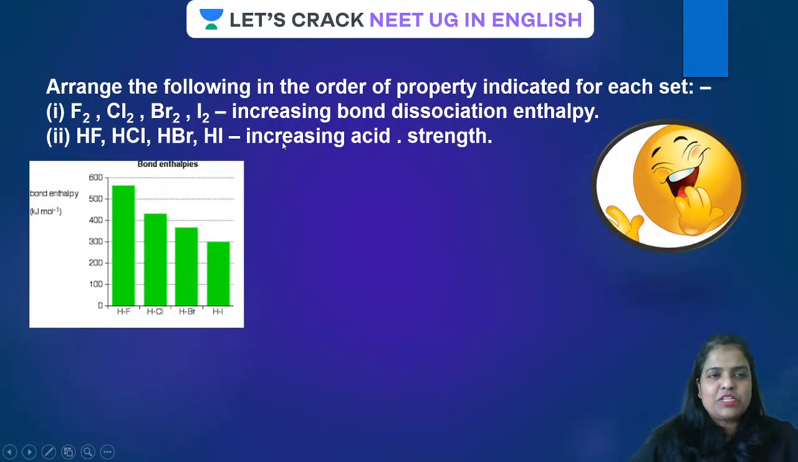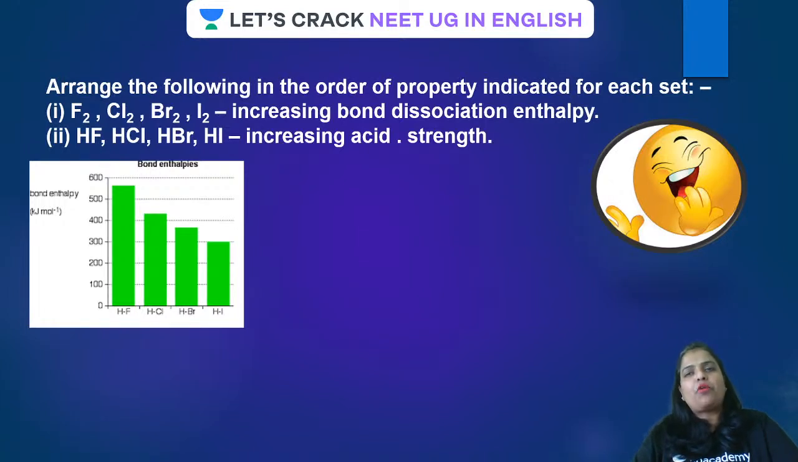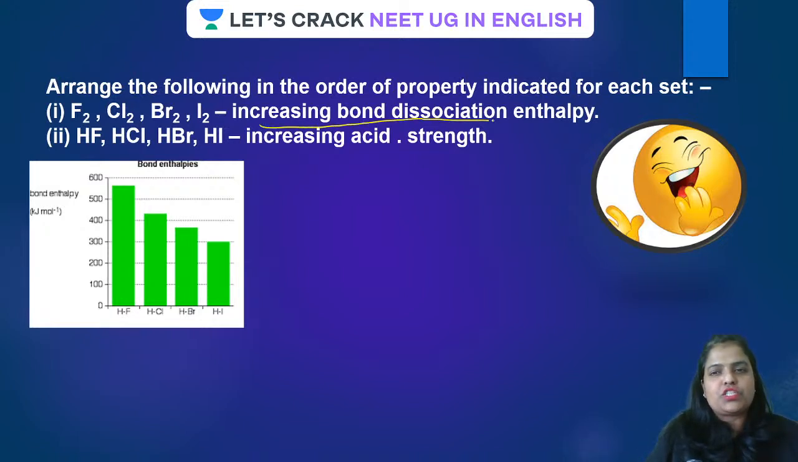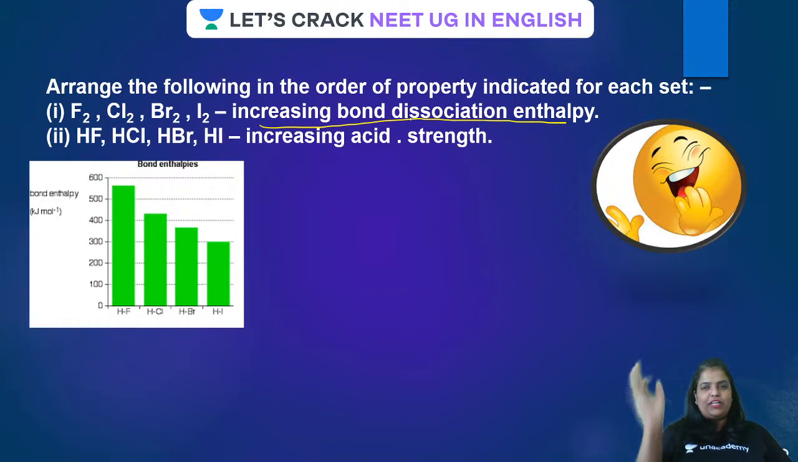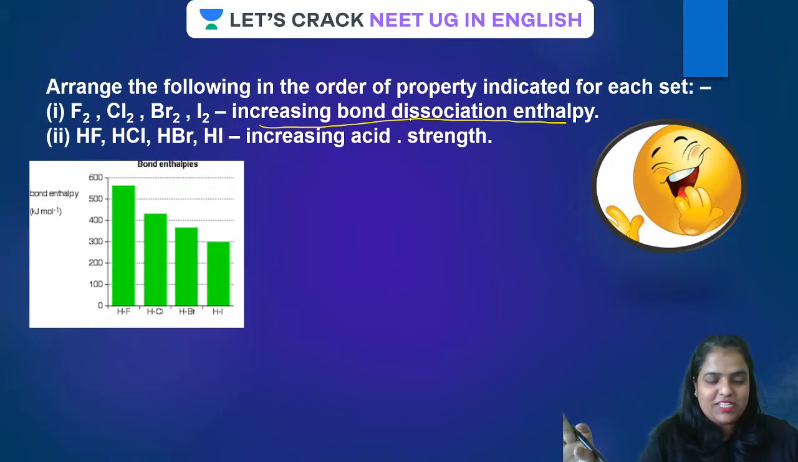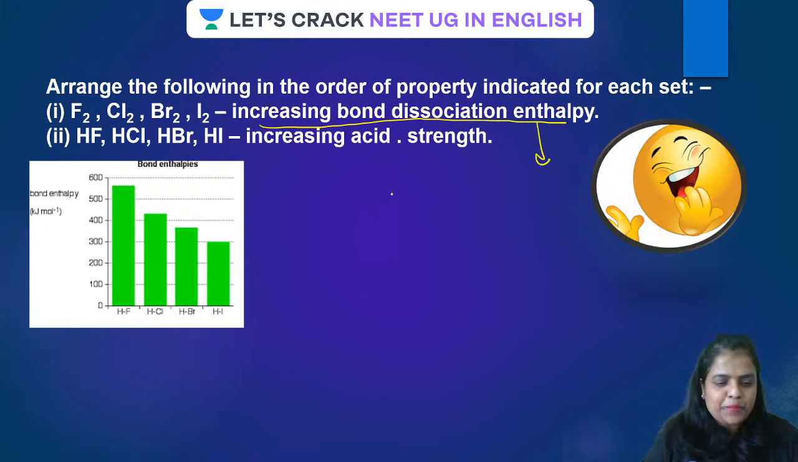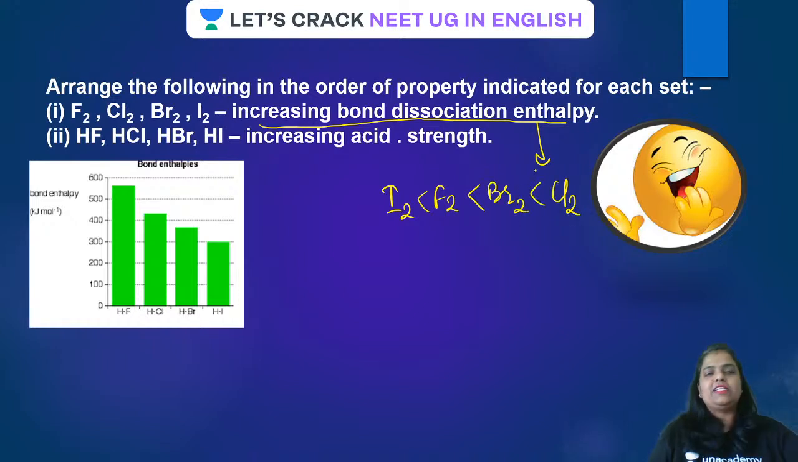Now, guys, next question. Arrange the following in order of the property indicated for each set. The first is increasing bond dissociation enthalpy. Guys, what is the exact order? In most cases we either go down or go up, but here it is not the situation. The exact bond dissociation enthalpy order is: iodine has the least, then fluorine, then Br2, then Cl2. That is, I2, F2, Br2, Cl2.